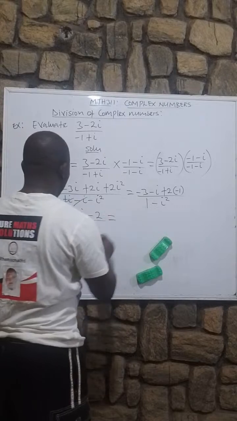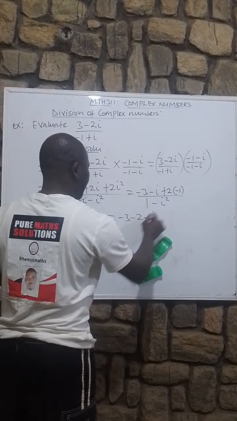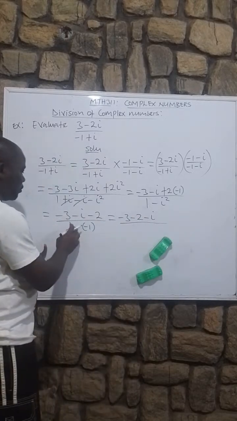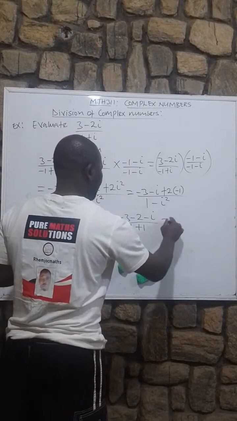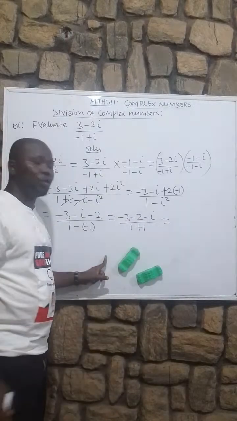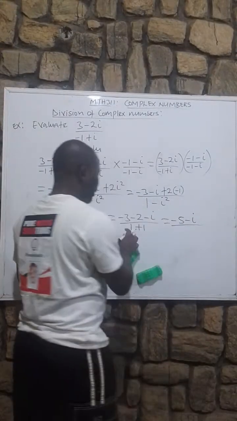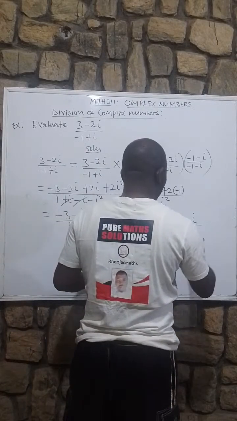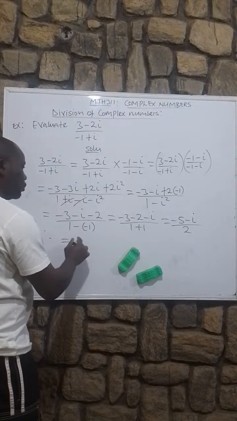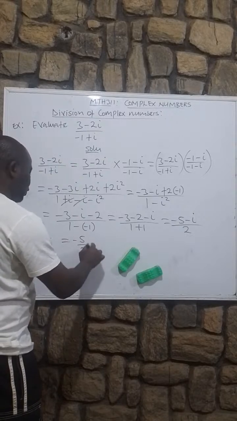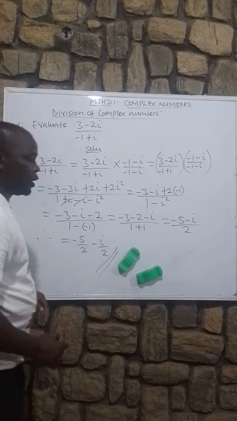So this is equals to, we collect like terms, minus 3 minus 2 minus i all over 1 minus i times minus is plus 1, which is equals to minus 3 minus 2. We are going to have minus 5 minus i all over this plus this, 1 plus 1, 2. Therefore, this is equals to minus 5 all over 2, then minus i all over 2. Any question?